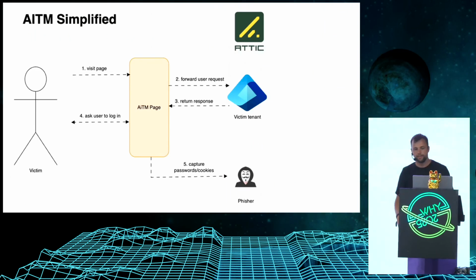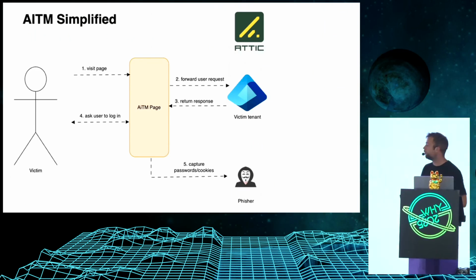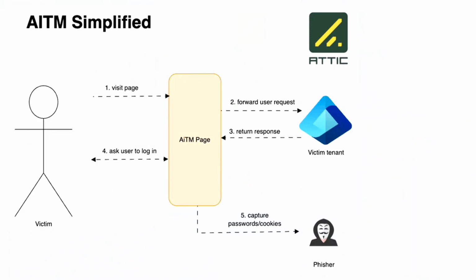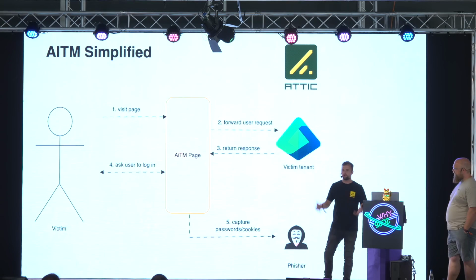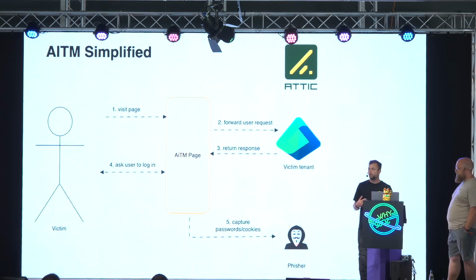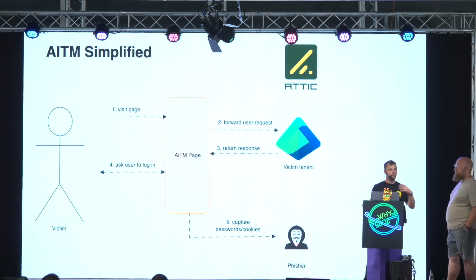So what is AiTM? The concept is pretty simple. On the left, you'll see the victim. The victim will visit the phishing page, the AiTM page. And the AiTM page will forward every request to Microsoft, the real login page. So it's like a proxy between the victim and Microsoft. Only a few small modifications are necessary to make this work. And all that the attacker is doing is capturing passwords or cookies at the right time out of the response, and then he is able to use your password or your cookies. And if they have your cookies, he's able to bypass MFA.